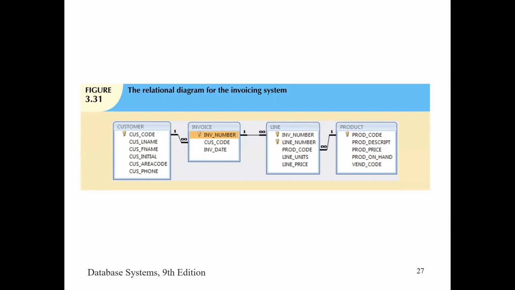Let's see the use of foreign keys in the invoicing system. The primary key of customer table appears as a foreign key in the invoice table. The primary key of product table appears as the foreign key in the line table.